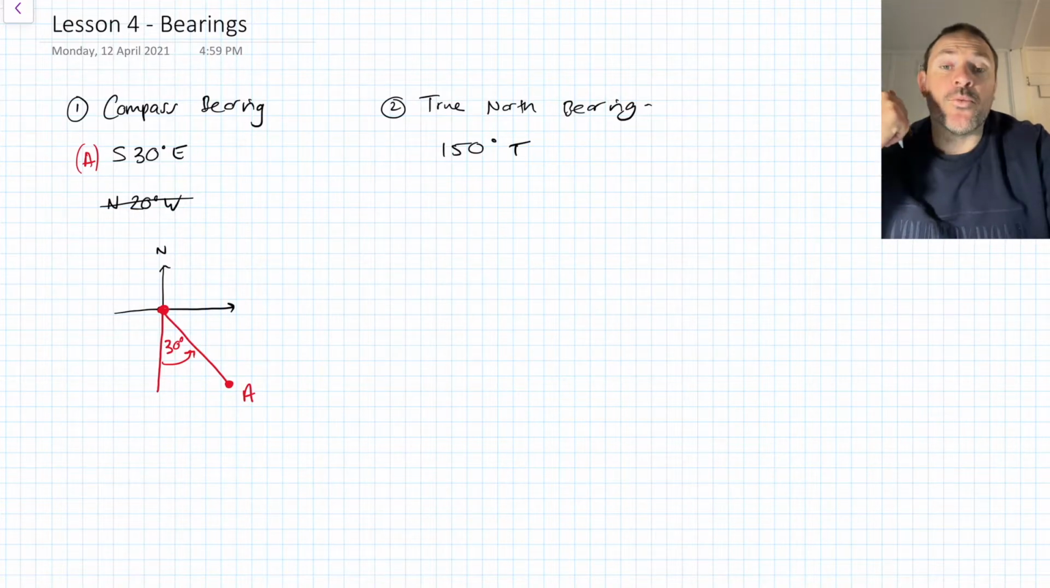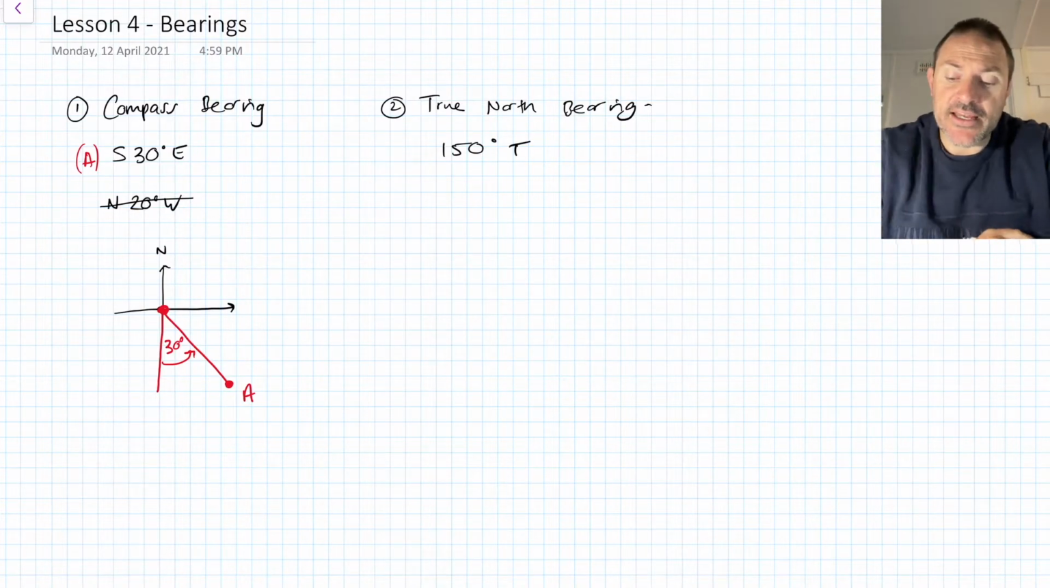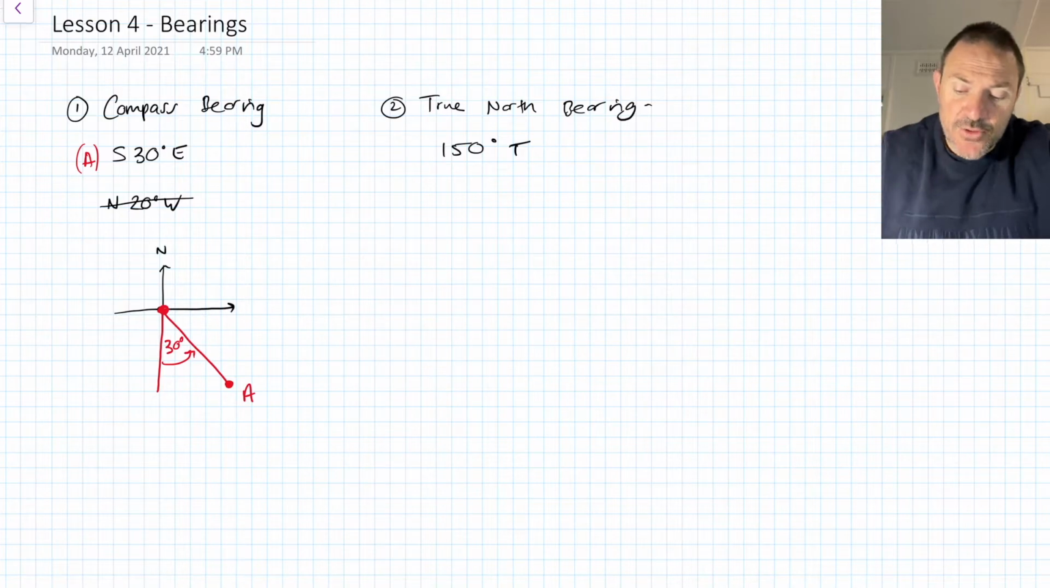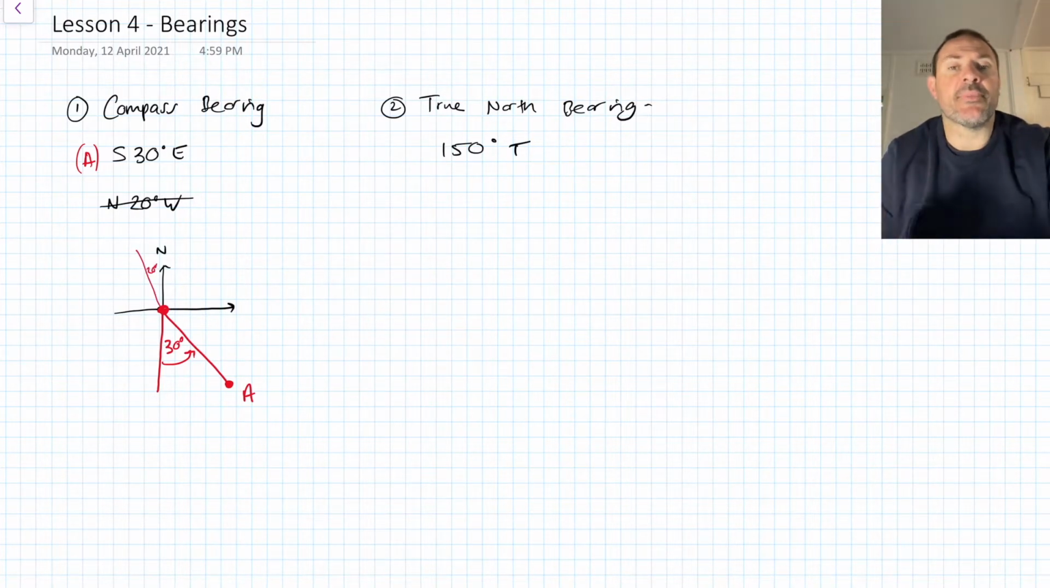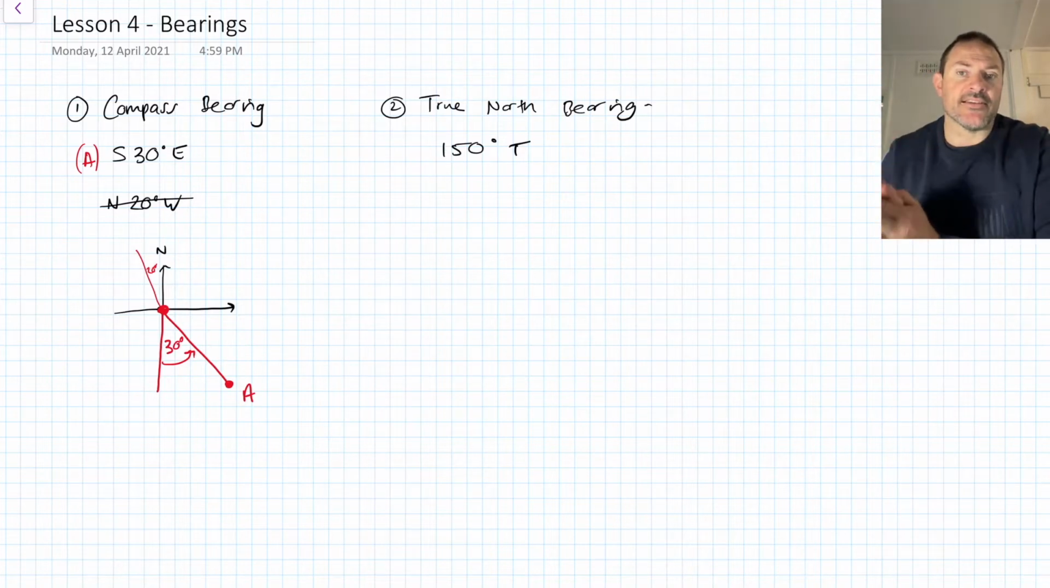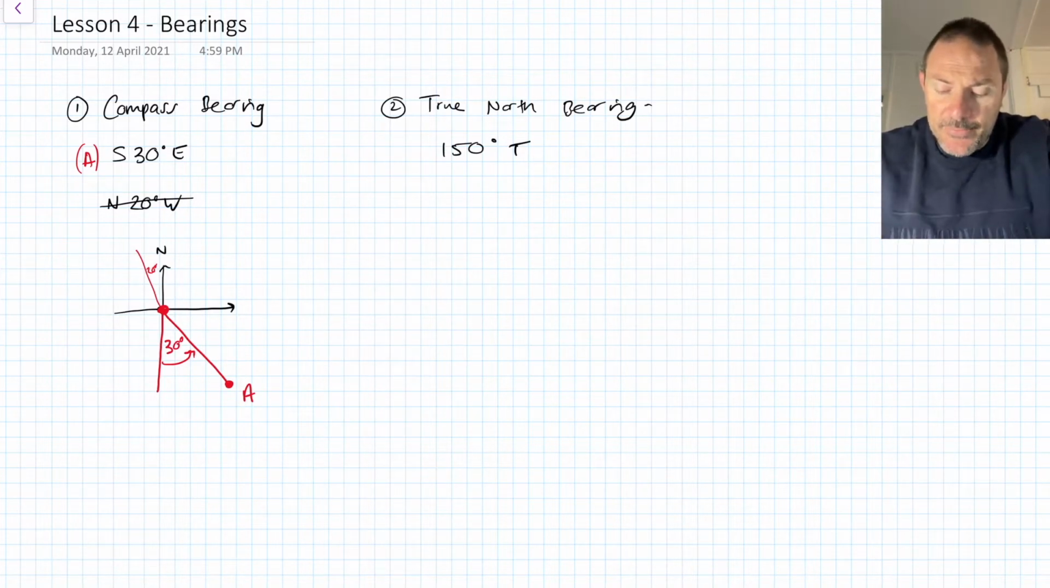Now, the second bearing I gave, which I crossed out, is north 20 degrees west. You go north, and then you go 20 degrees to the west, making sure you know your east and west as left and right. That's pretty much it for a compass bearing.